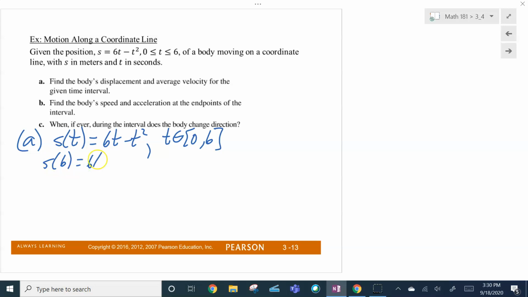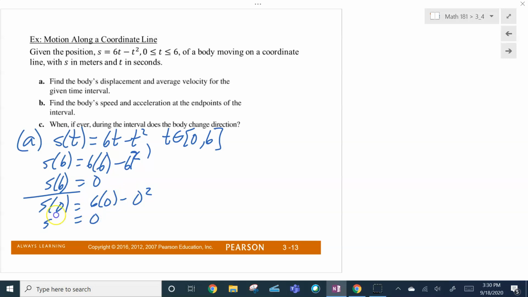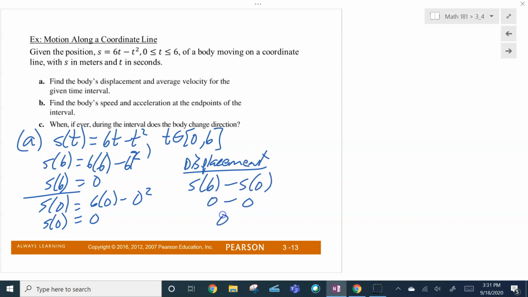So 6 times 6 minus 6 squared. So at 6 seconds, it's at 0 meters. At 0 seconds, it looks like it's at 0 meters. So the displacement is the difference between the two. So 0 meters.